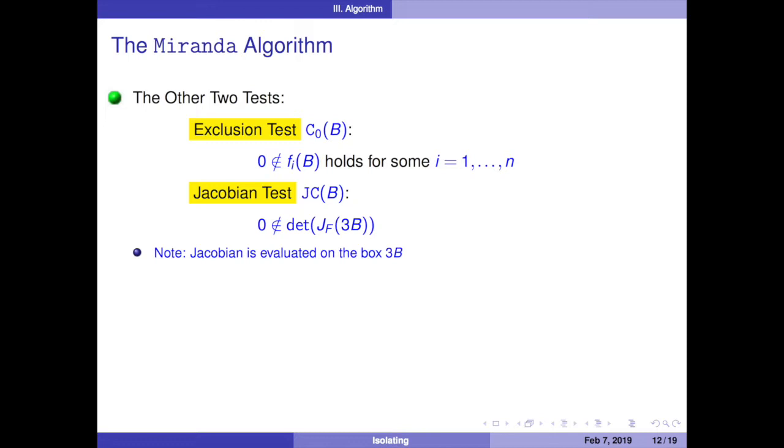And the Jacobian test, this is actually a very tricky one. You take the Jacobian matrix evaluated on 3B, and then now you have a matrix whose entries are all intervals. And then you take the determinant of this interval matrix, and you check whether 0 is in there or not. So this is actually very expensive, and I'm very interested in making this efficient, because I suspect this will be a bottleneck in general.